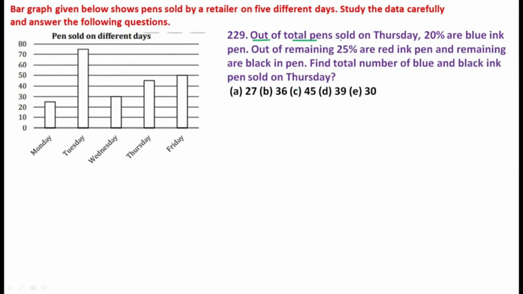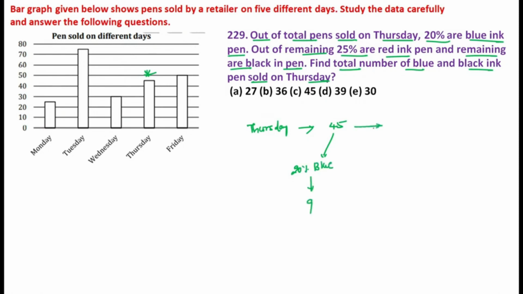Out of total pens sold on Thursday, 20% are blue ink pens. Out of the remaining, 25% are red ink pens, and the remaining are black ink pens. Find the total number of blue and black ink pens sold on Thursday. Now see, first take the Thursday data. The number of pens sold on Thursday is exactly equal to 45. Now out of 45, 20% are blue pens. So 20% of 45 means it's 9 pens. Now after 9 pens, we are left with 36.